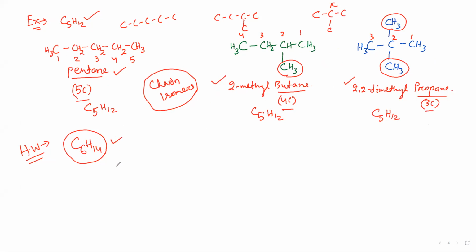So for this C6H14, you try yourself how to write it, how many and what are the possible chain isomers. Okay, you can write the names in the comment box.